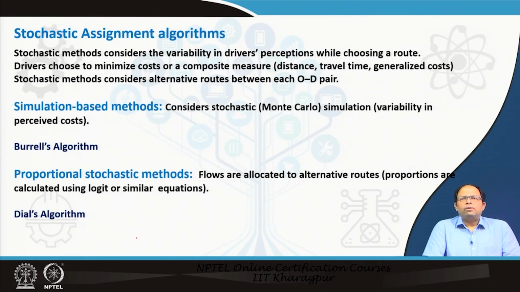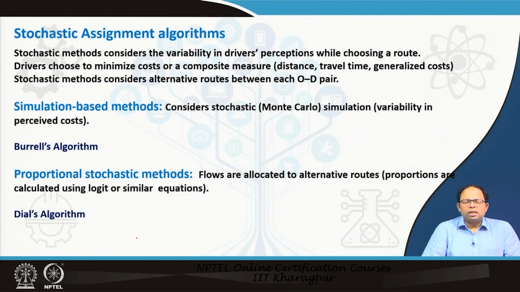Then once we have looked into the equilibrium assignment, we look into the stochastic assignment algorithms. Stochastic methods consider variability in drivers' perception while choosing a route. That means till now we were not talking about each individual driver's variation in perception. So drivers choose to minimize cost or a composite measure. It could be distance, travel time, generalized cost, or like that. And stochastic methods could consider reducing any one of them.